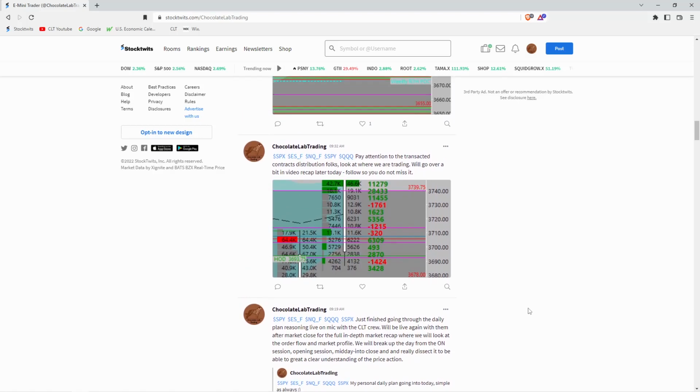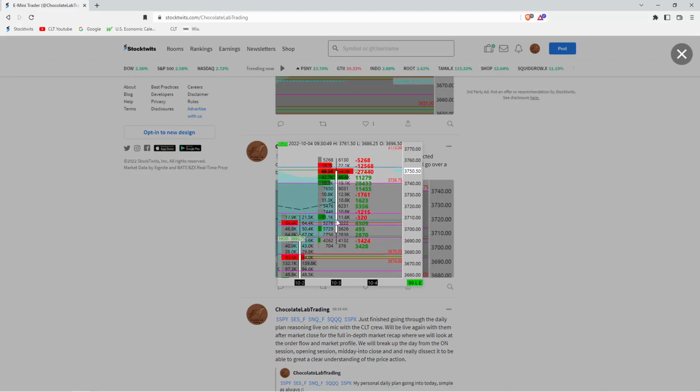If you don't know where price is trading in real time, you should not be trading. Alright, so 2 minutes after open, pay attention to the transacted contracts distribution, folks. Look at where we're trading. We'll go over a bit in the recap.